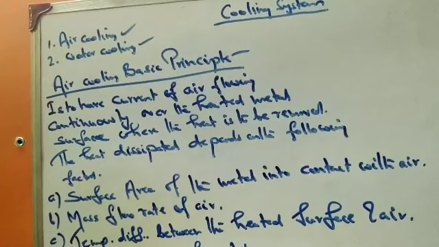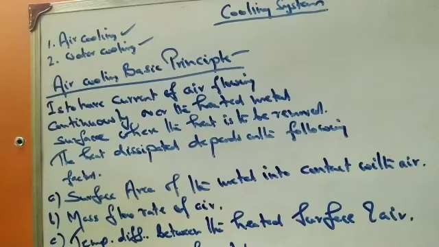The basic principle of the air cooling system is to have a current of air continuously flowing over the heated metal surface where the heat is to be removed. For example, the cylinder surface, where, as I showed you, the maximum amount of heat, 30% of heat, is produced. So there should be ample air flowing continuously over the heated surface so as to remove the heat.